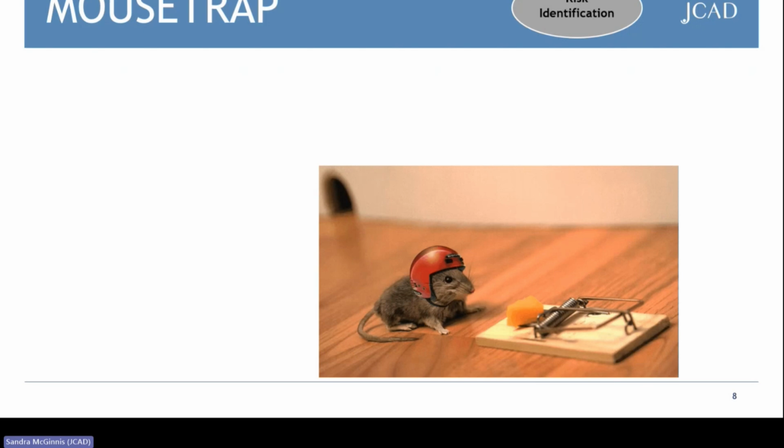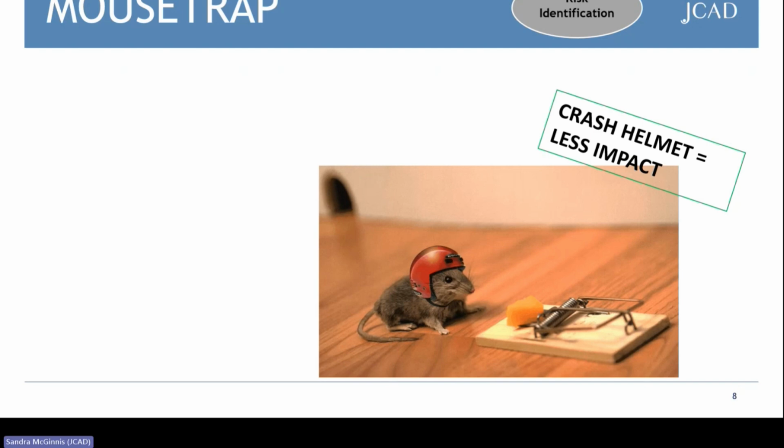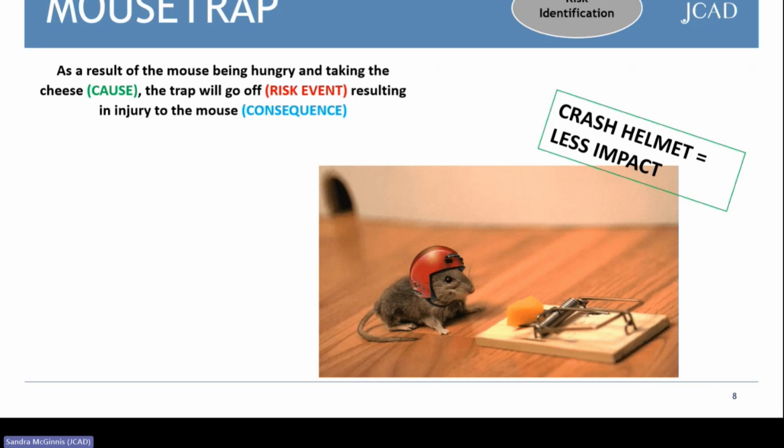Well, he's fairly hungry, quite determined. He's bought himself a little crush helmet. If he wears his crush helmet and still goes for the cheese, any resulting injury may be less than if he doesn't wear the crush helmet. So the impact of injury may be less, but the probability of him getting injured is going to be pretty much the same. As per the previous slide, to articulate this risk, it would be something like: as a result of the mouse being hungry and taking the cheese, the cause, the trap will go off, which is the risk event, resulting in an injury to the mouse, which is the consequence.